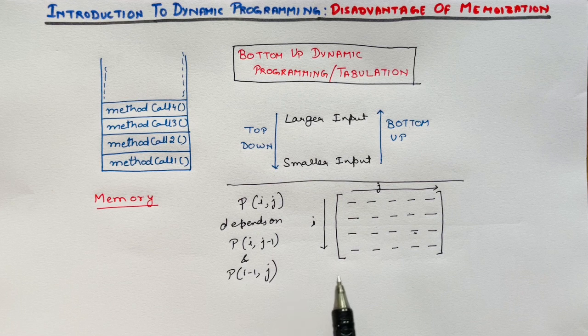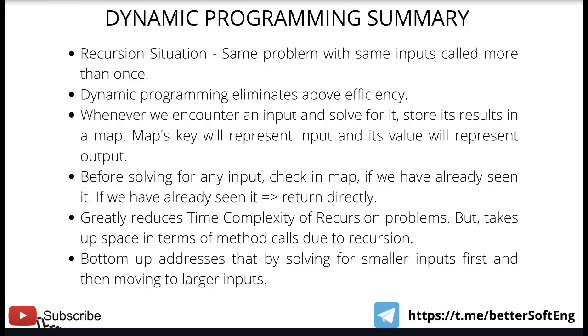Therefore, the bottom-up dynamic programming approach is most of the time better than the top-down dynamic programming approach to solve the same problem. So to summarize, dynamic programming solves a situation that we can encounter in recursion. What situation? While solving a recursion problem, we may encounter a situation where we are solving the same problem with the same inputs more than once. That will be very inefficient in terms of computational power. So dynamic programming solves it.